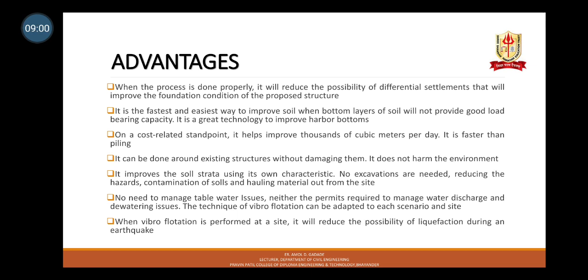It can be done around existing structures without damaging them. It does not harm the environment. It improves the soil strata using its own characteristics. No excavation is needed, reducing the hazard, contamination of soil and hauling material out from the site. No need to manage stable water issues. Neither are permits required to manage water discharge and dewatering issues. The technique of vibroflotation can be adapted to each scenario and site. When vibroflotation is performed at the site, it will reduce the possibility of liquefaction during an earthquake.